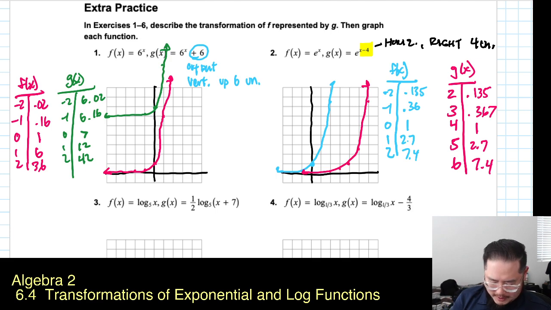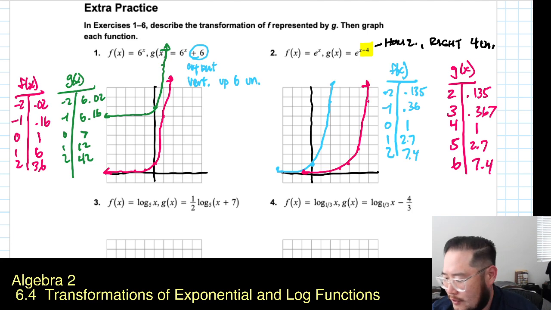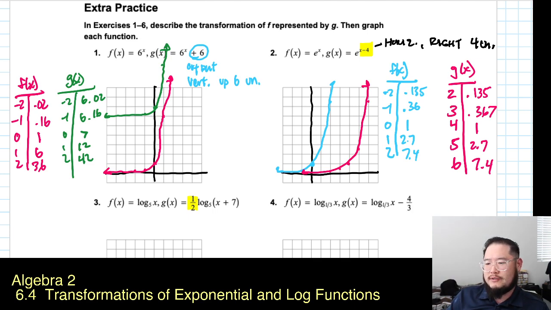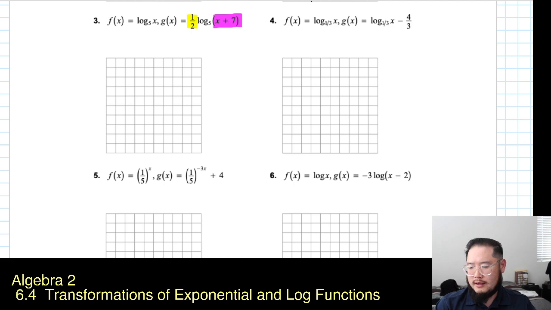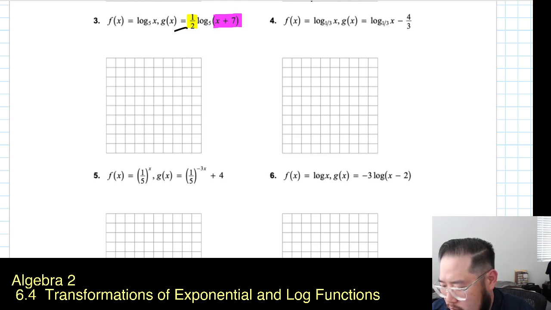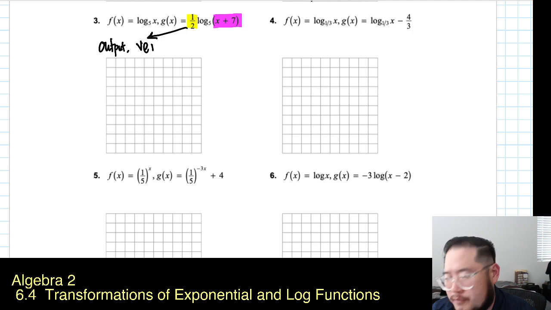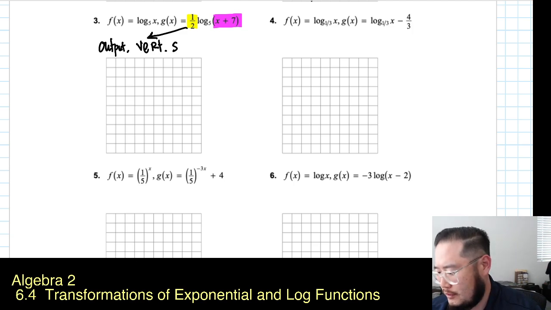Let's take a look at number 3. Okay, in our function, we have log base 5 of x, and then we have 1/2 in g of x, and then we have log base 5 of x plus 7. So there's two types of transformations going on here. Remember, if it's on the outside, like in the yellow one, then this right here represents your output. Since it's less than 1 and greater than 0, it's a vertical shrink. Just like that. Afterwards, we got this x plus 7, and it's attached to the x, so it's input.